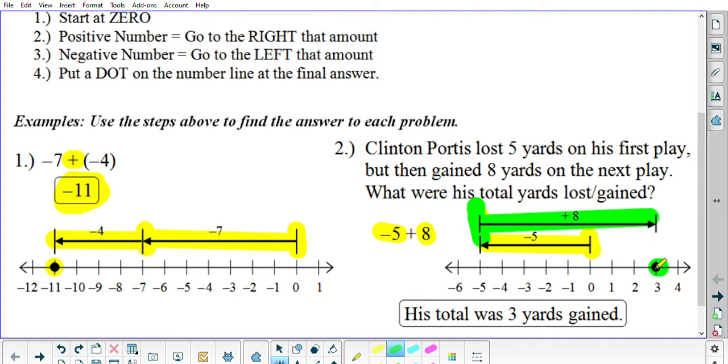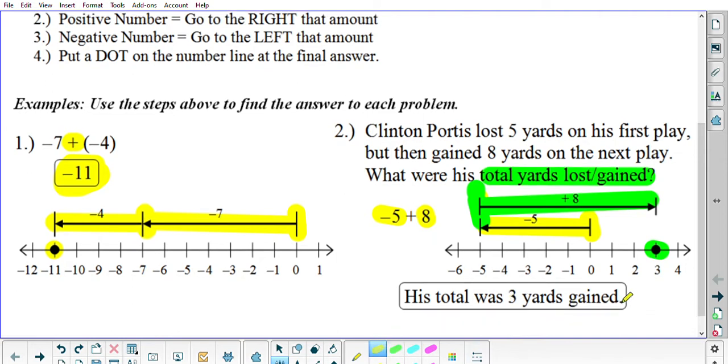So that leaves me at 3, and then I have to answer the question. The question did ask what were his total yards lost or gained, and so that's why my final answer says his total yards were 3 yards gained, because obviously a positive in terms of football yardage would be yards gained.